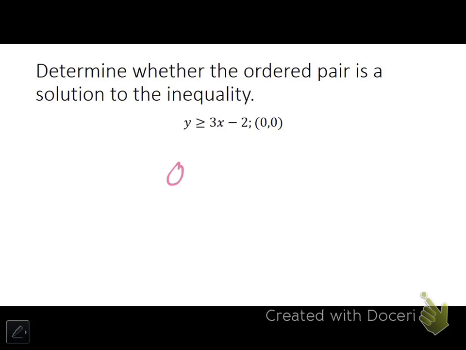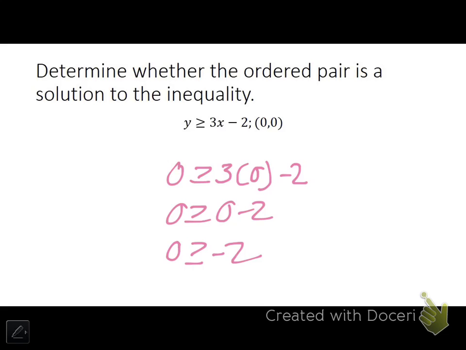Okay, plug in 0, 0. 3 times 0 is 0. 0 minus 2 is negative 2. Is 0 greater than or equal to negative 2? 0 is bigger than negative 2. So, yes, it is a solution. That means it sits in that shaded area of this graph.